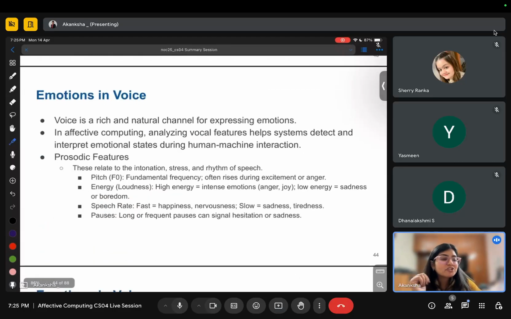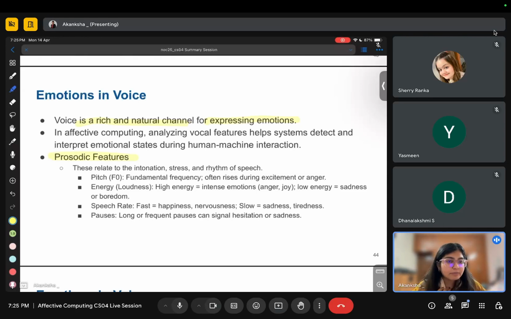So voice is a rich medium, a natural channel for expressing emotions. In affective computing we use vocal features to detect emotional states. So what can be the different features? First can be prosodic features. Prosody means my tone of speaking.